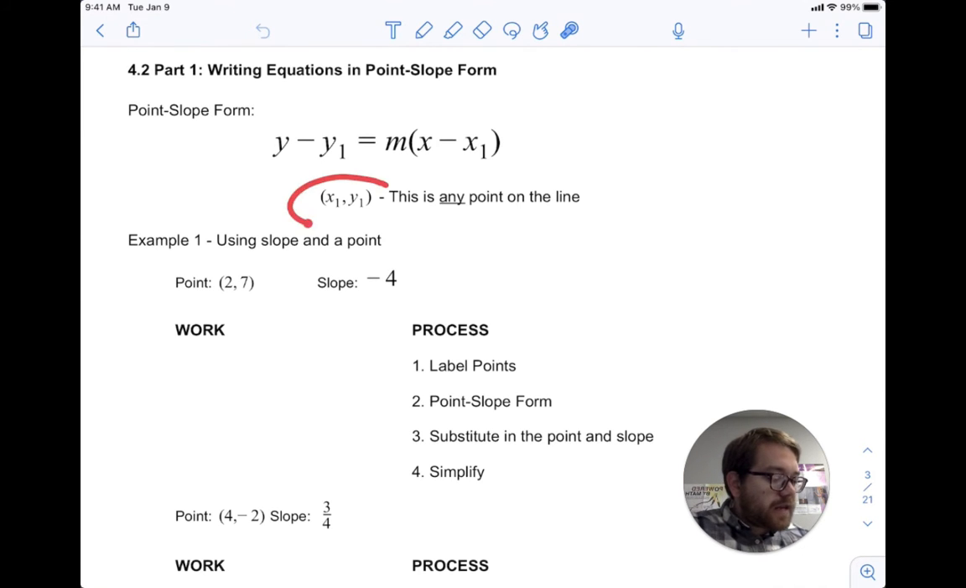And also remember that x sub 1, y sub 1, the values that go here come from the point that is given to us, the point on the line. So let's look at one example.